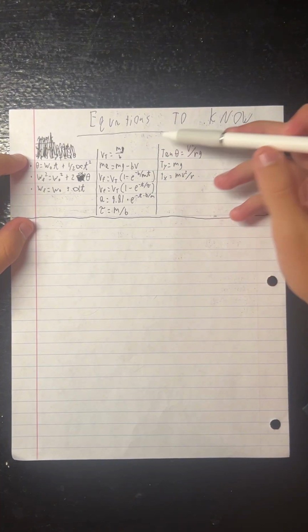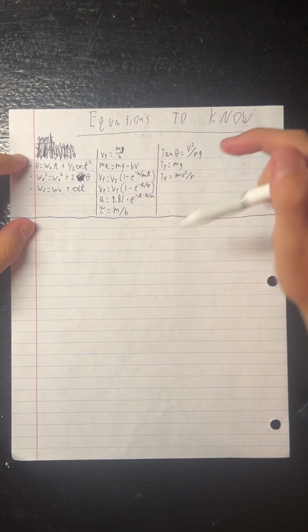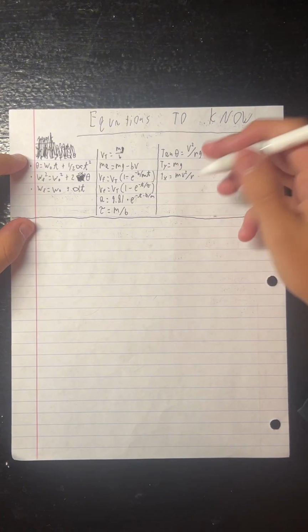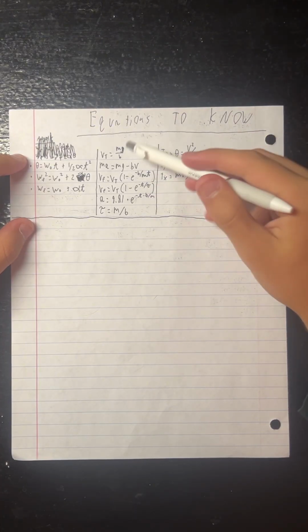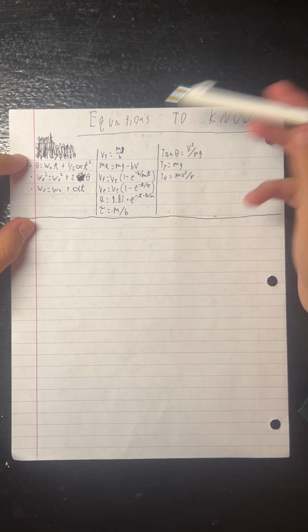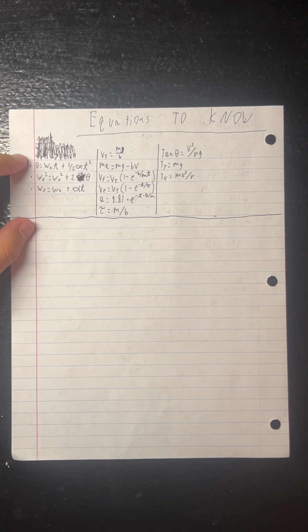These are all the equations that you need to know, which is quite a lot. These are kind of the same thing. It's just using this one instead, the time constant. We got Vt equals mg over b, ma equals mg minus bv, and all of these pretty much. So that's all the terminal velocity equations you need to memorize.